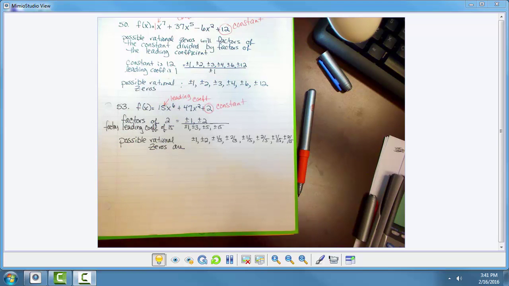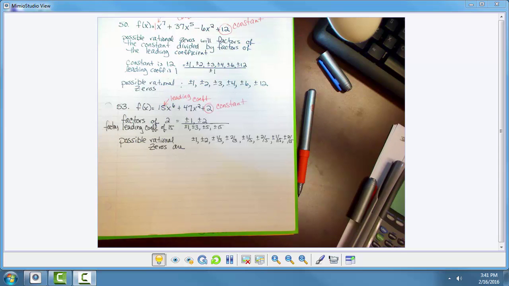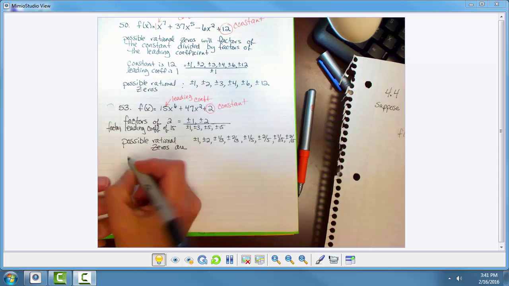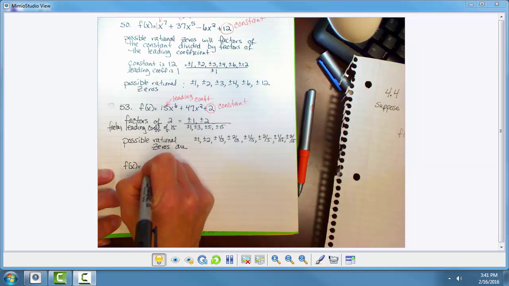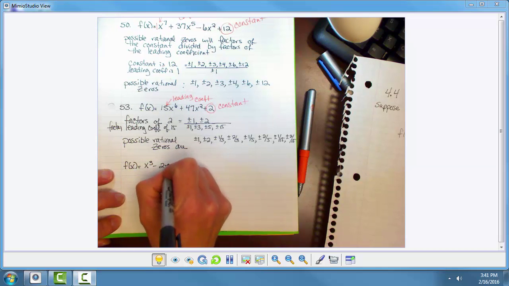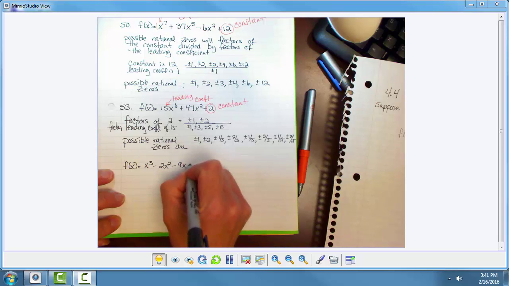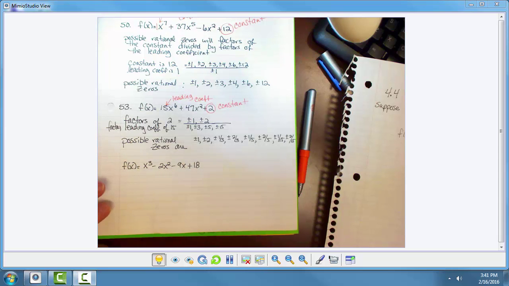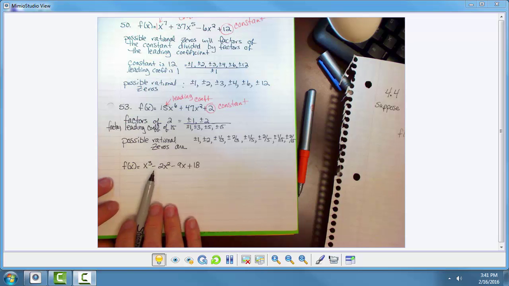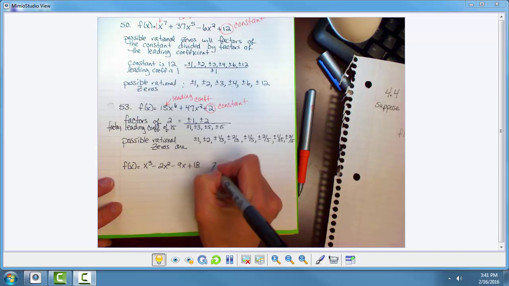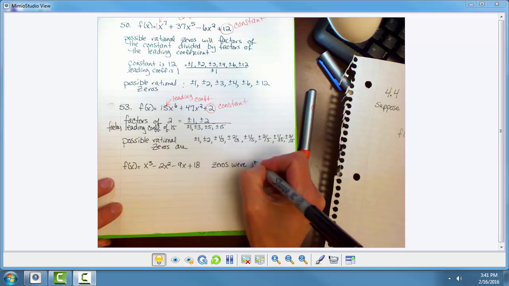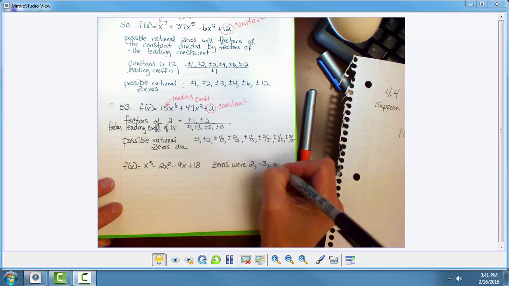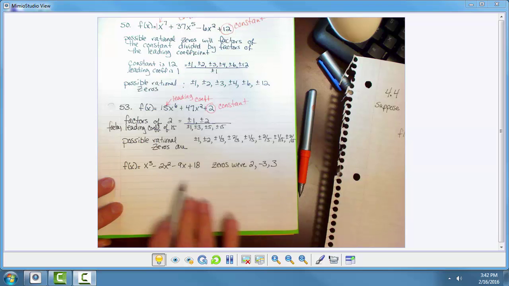The very first example we did today was f of x equals x cubed minus 2x squared minus 9x plus 18. We factored it by grouping, and we got the zeros 2, -3, and +3. That was the very first problem we did today.